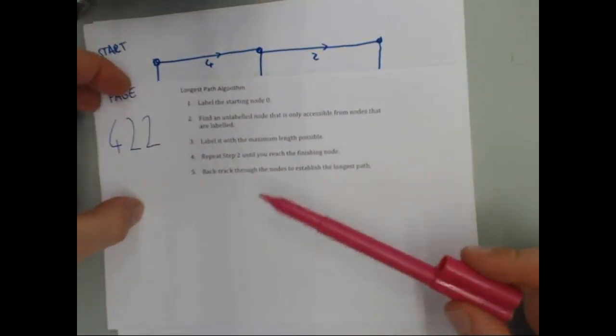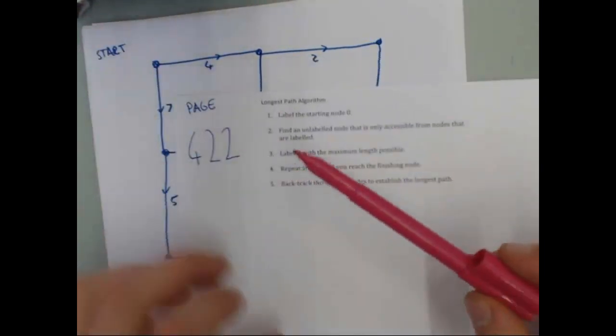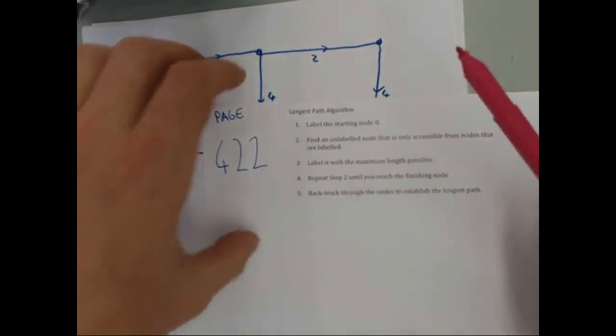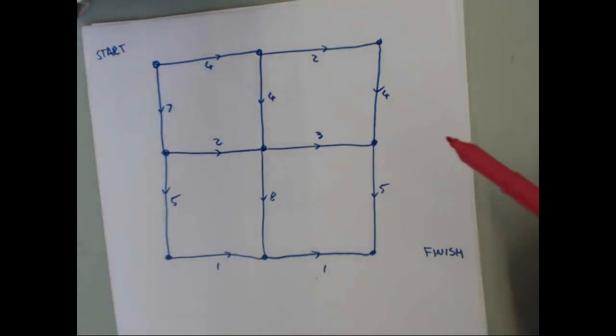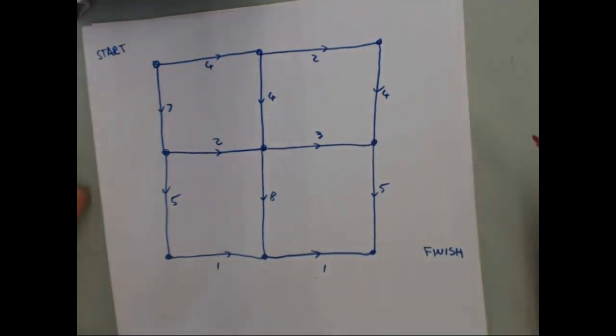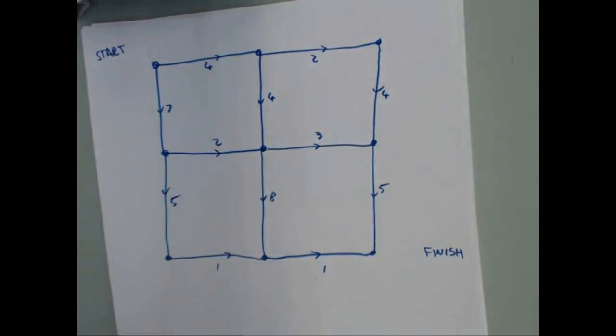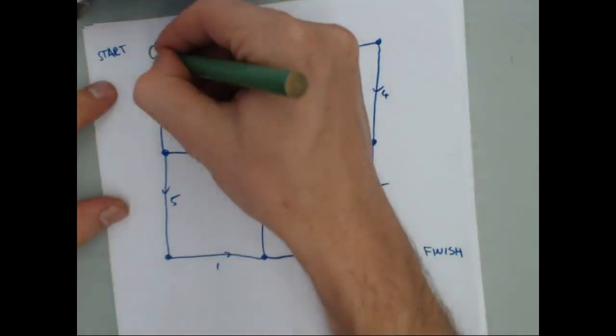So I have to take this away. They're a bit hard to read on the screen, but these steps are on page 142 of your textbook or on the OneNote page on longest path problems. So step 1, label the starting node 0. We're starting up here, so we're going to label it 0.